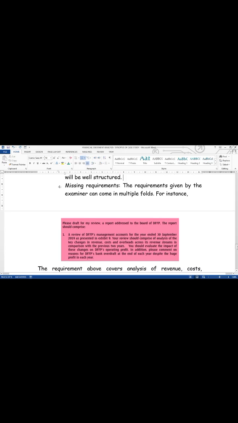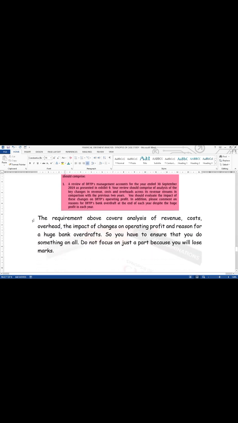Then another important common pitfall is missing requirements. Because requirements can come in multiple folds. Now look at this November 2019 that we're talking about. We're asked to what? Look at it. We have to what? Assess the revenue, assess cost, assess overhead, assess gross profit, assess the bank overdraft.